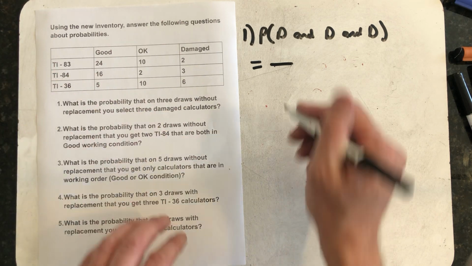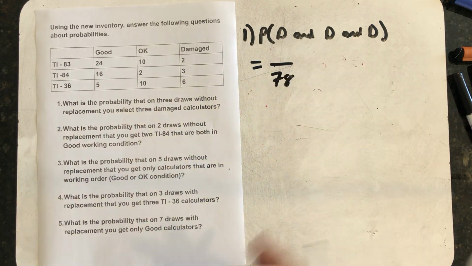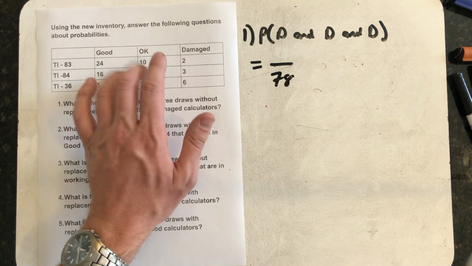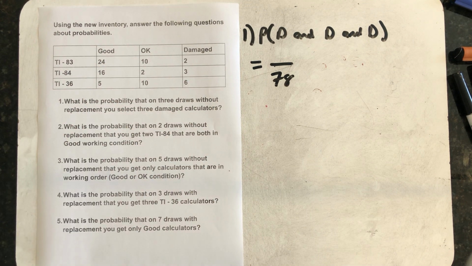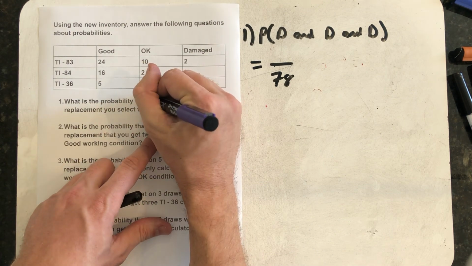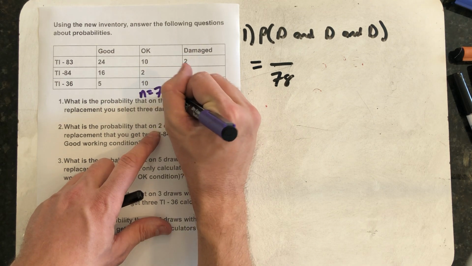I have 78 total calculators. We know that from a previous video where we added up all of the calculators in this table. If you haven't watched that video, or if you just haven't watched it in a while, you might want to pause the video here and make sure I'm not lying to you. But we do know there's 78 total calculators.